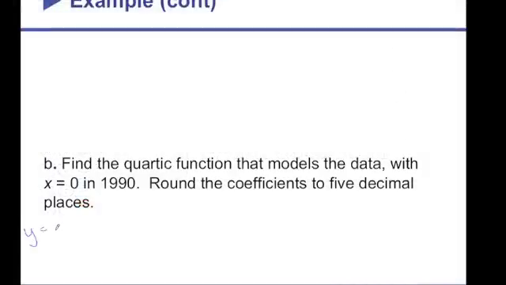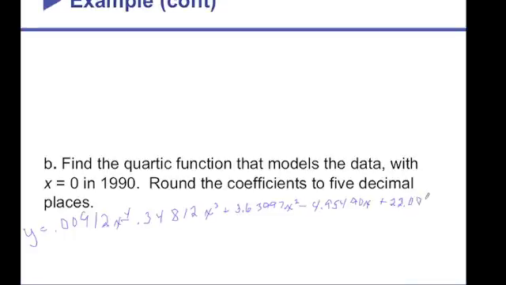Y equals 0.00912 x to the 4th minus 0.34812 x cubed plus 3.63997 x squared minus 4.95490 x plus 22.00010. So we have them all to 5 decimal places.